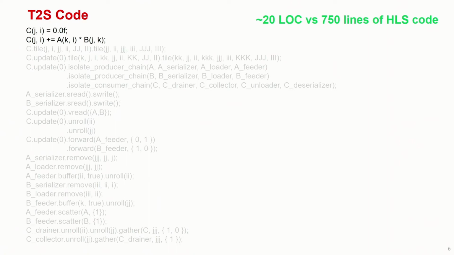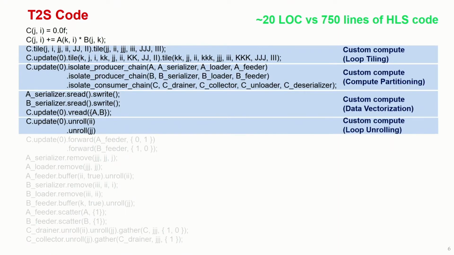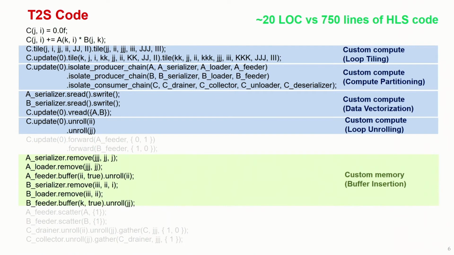Now, with these optimizations performed on A matrix and B matrix, and a few other optimizations, we get this 20 lines of code as compared to 750 lines of HLS code that we had seen before. And as we can see, it consists of, first of all, the temporal definition. Then it has compute customizations in the form of loop tiling, compute partitioning, data vectorization, and loop unrolling. And it also has memory customizations in the form of loop removals and buffer insertions.